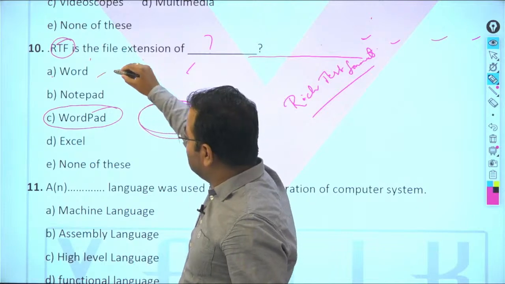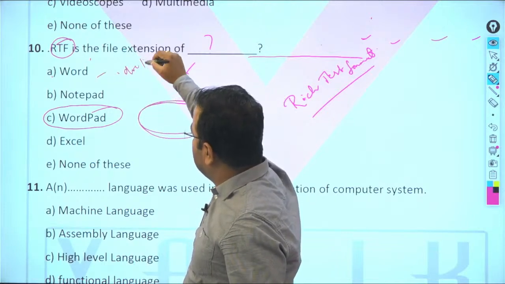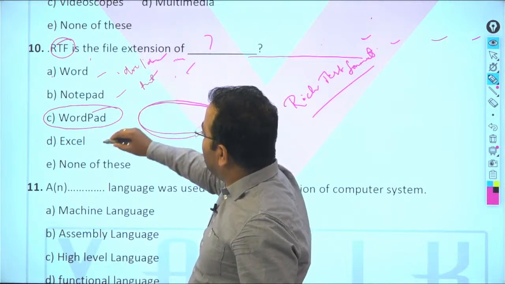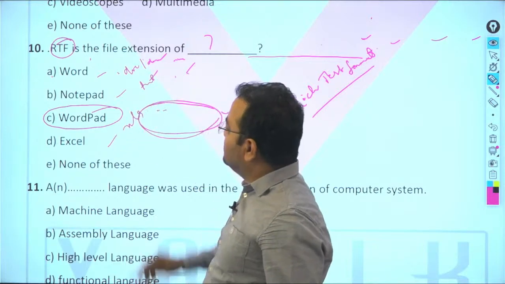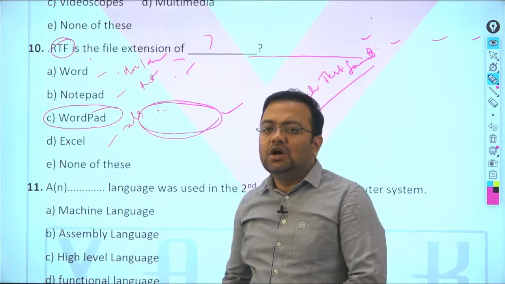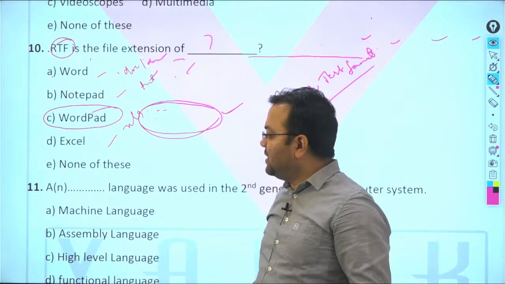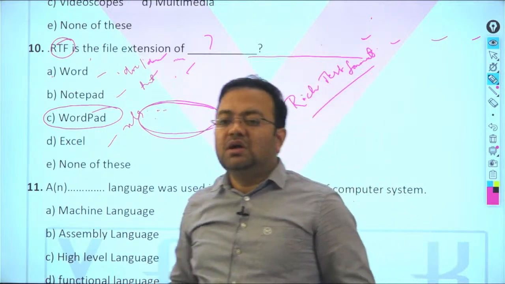What its file extension is .doc or .docx. Notepad it is .txt. Excel it is .xls. So here option C, answer is WordPad. Then goes to question number 11.